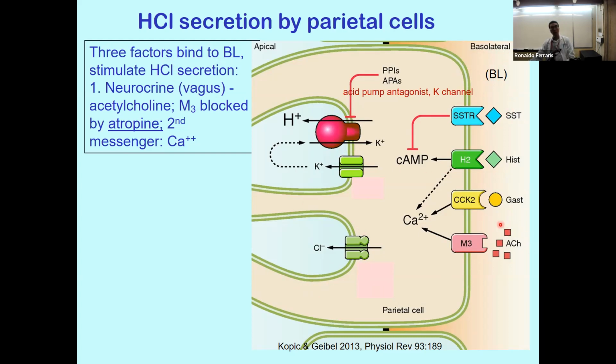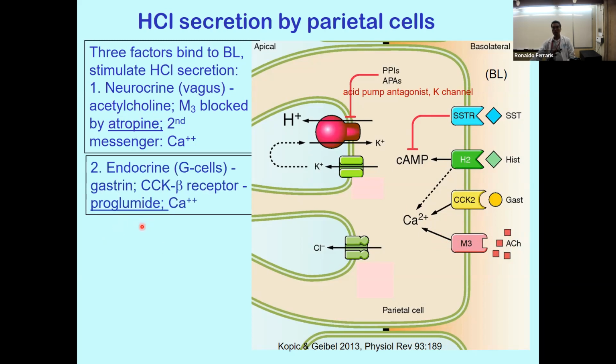The first one is acetylcholine. We have acetylcholine binding to the M3 receptors. I described this to you. The second messenger is calcium. This can be blocked by atropine. I think you learned this earlier. This is a classical inhibitor of ACh binding to its receptor. So this is a neurocrine signal. The next one here is the endocrine signal.